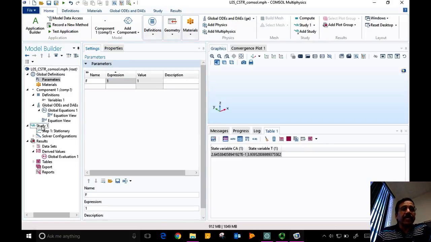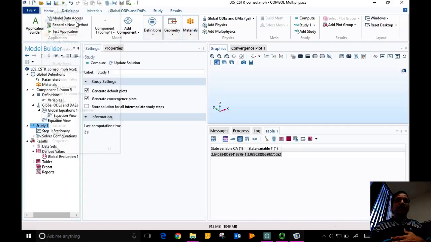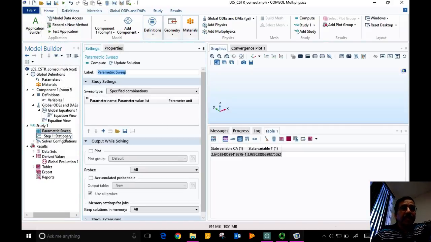Then I go to study and I right click, and here I have a parameter sweep. Once again, I'm focusing your attention on the features that I'm trying to illustrate. But when you right click on this, there are 20 other different items. I don't know what they are. We will learn as we go along. In this case, I just want to show you how to do the parametric sweep. So I select that, and it adds a parametric sweep as a folder under study.